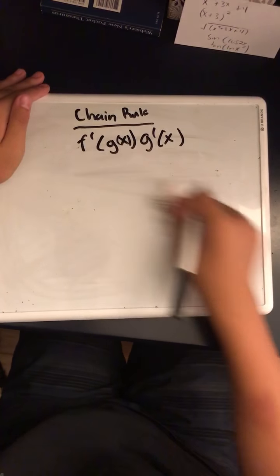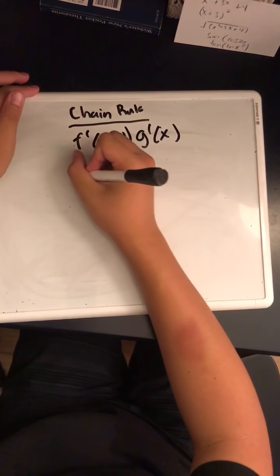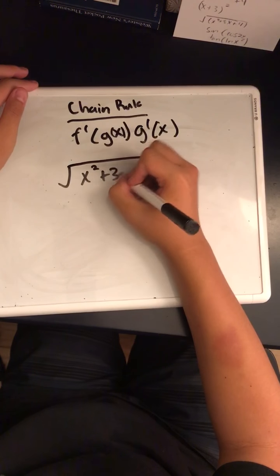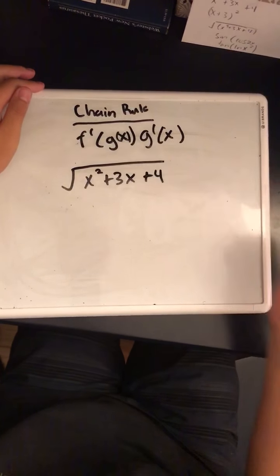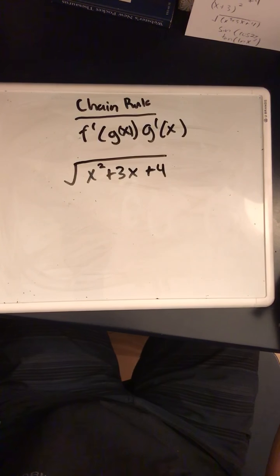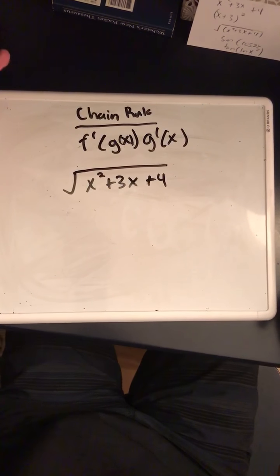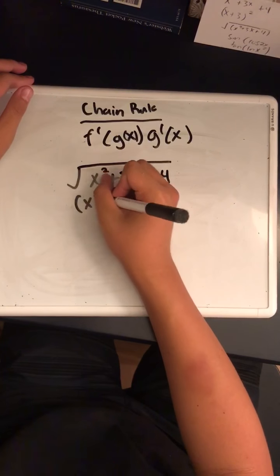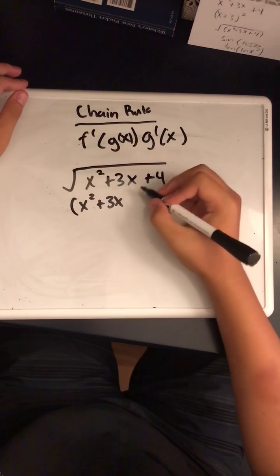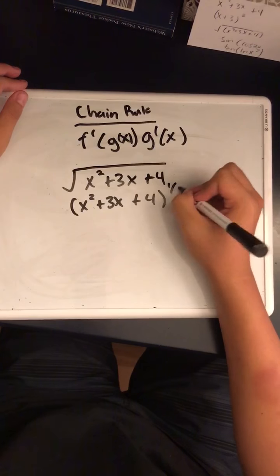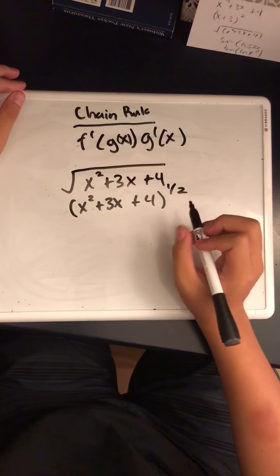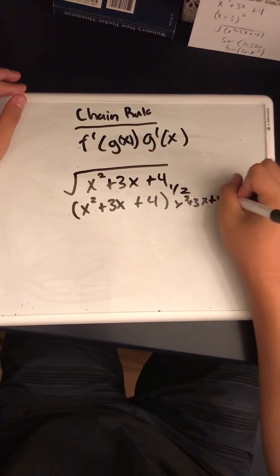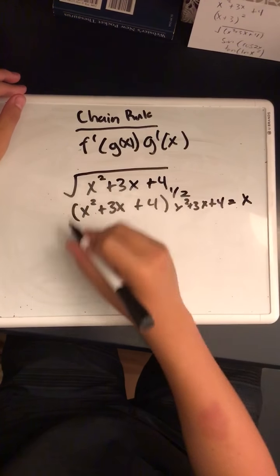So let's try a different problem. Let's try a harder problem this time. So let's find the derivative of the square root of x squared plus 3x plus 4. As we know, square root is just raising the whole expression to the 1/2 power. So let's change this. It's going to be x squared plus 3x plus 4 to the 1/2 power. So we do the same thing as last time. We pretend like this x squared plus 3x plus 4 is equal to x. Pretend like this is a whole single function.